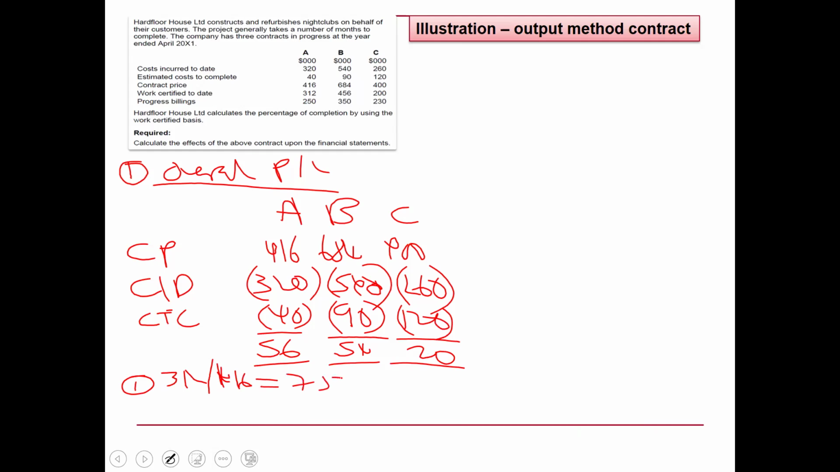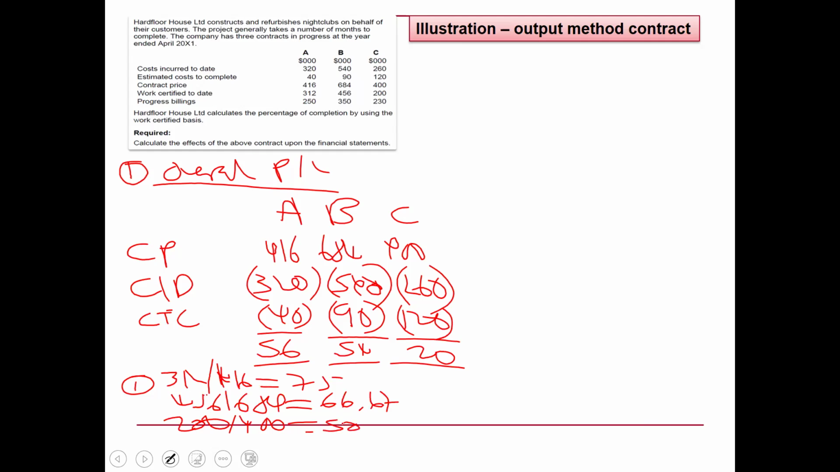Right, then contract B, we are saying work certified to date is 456. So we are saying 456, we divide the 456 by 684, which is the total contract price, and we get 66.67%. Then for contract C, work certified to date is 200, right, out of a total contract price of 400, which means we are getting 50%.